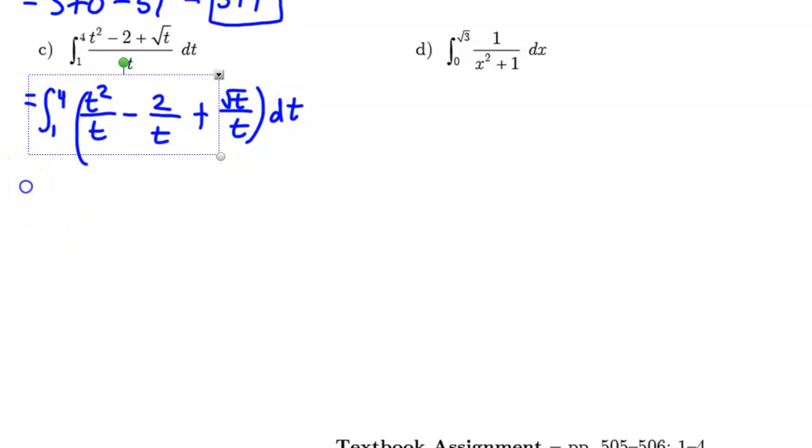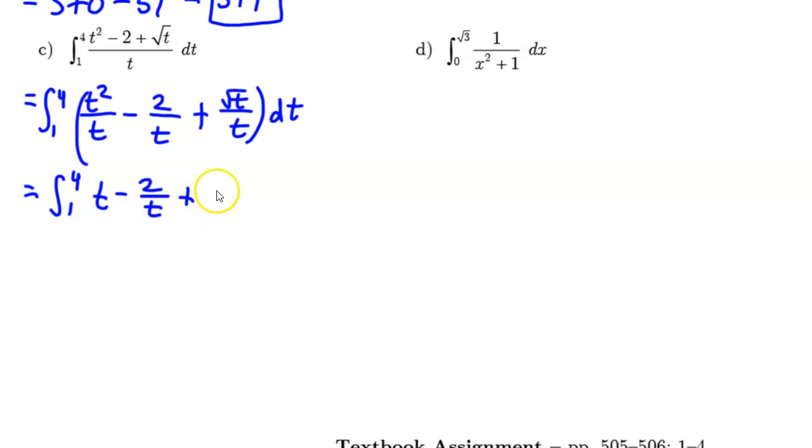Okay. So let's simplify even further. So it's the integral from the limits 1 to 4. t squared over t is t, minus 2 over t, and I guess this would be plus t to the negative half. Since this is t to the positive half, and this is t to the 1, if we divide two powers of the same base, then we subtract the exponents, so this would end up being negative half. Okay, so I've come up with an equivalent definite integral.